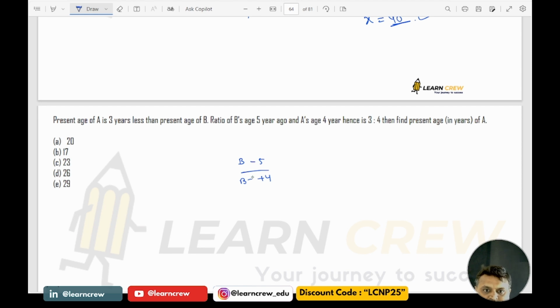So B minus 3, so what I am going to get, this ratio is going to be 3:4. So it is B plus 1, it is B minus 5. So what I am going to get now, B, I am going to get as 4B minus 3B, 20 plus 3, 23. B is equal to 23 years. So A at present would be how much? 23 minus 3, which is 20 years. So answer is 20.